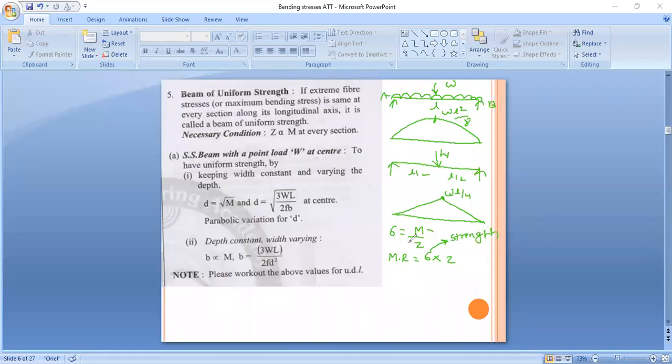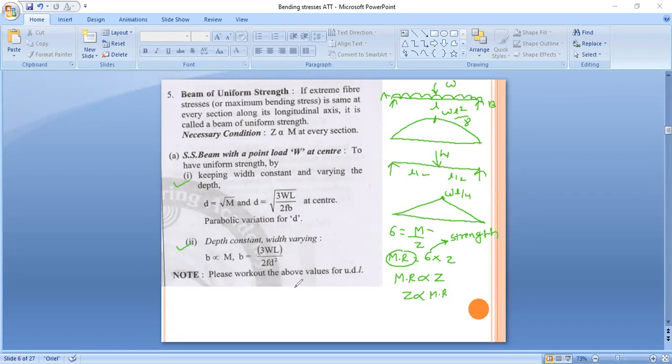Please remember, if moment of resistance comes, sigma means you have to consider strength or material property. Don't consider stress here. So this moment of resistance is proportional to our section modulus, or section modulus is proportional to our moment of resistance. Now we have to find out these formulas by applying the equation.